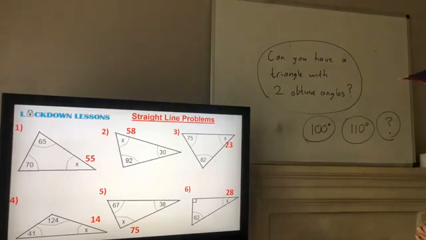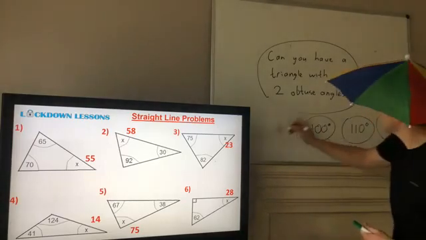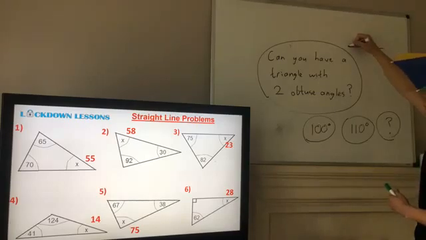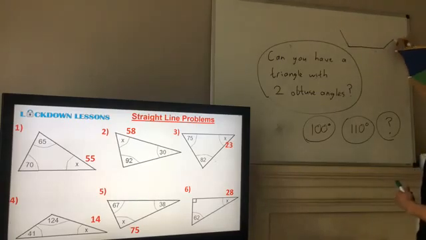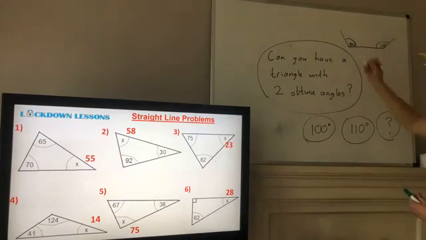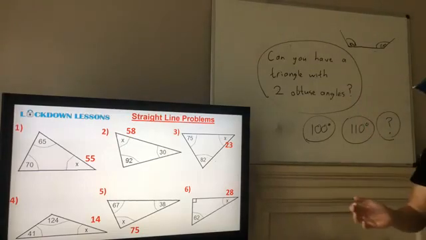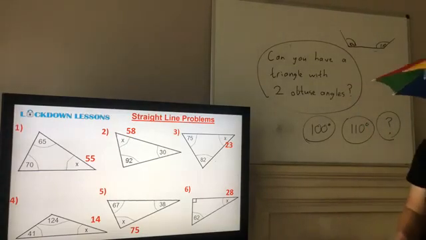What's the problem here? You can't get another. It's already past 180, isn't it? If you drew this triangle, you've got what? There's your baseline. You've got 100 degrees there, 110 degrees there. That's certainly not a triangle, is it? Those lines are not going to meet, so you can't have 2 obtuse angles. You can only have 1 obtuse angle.